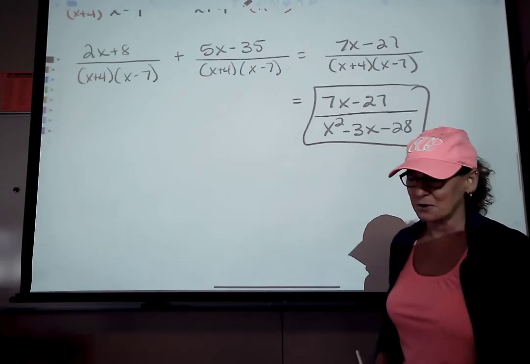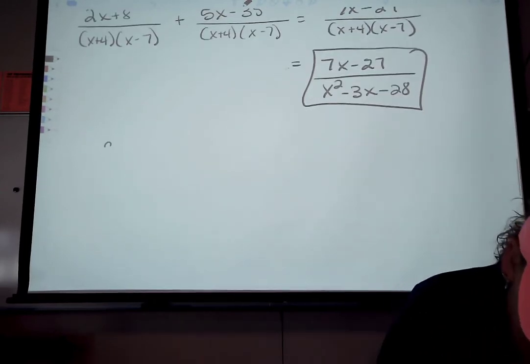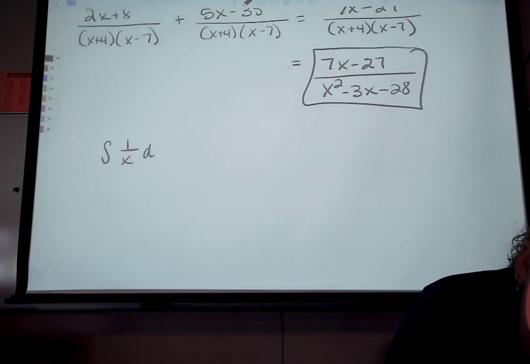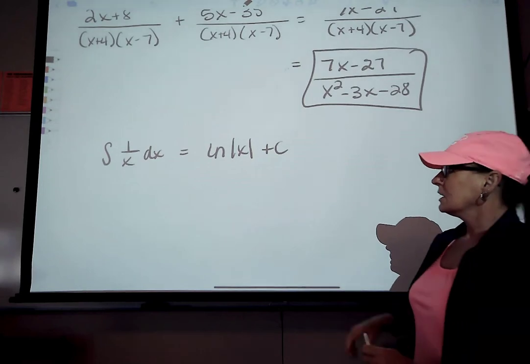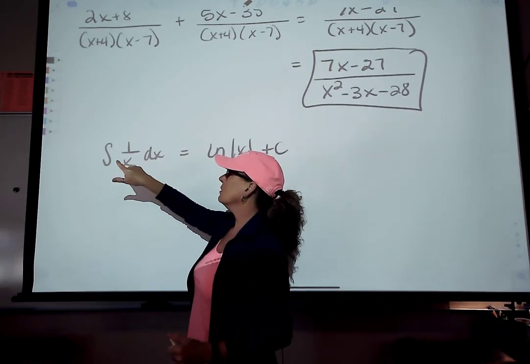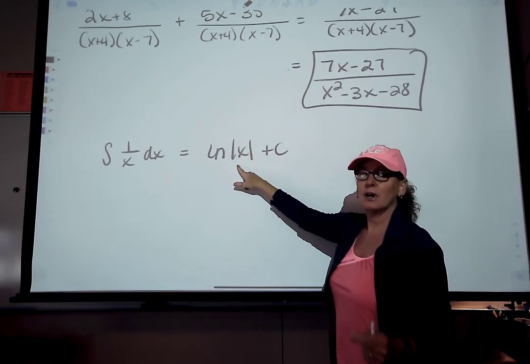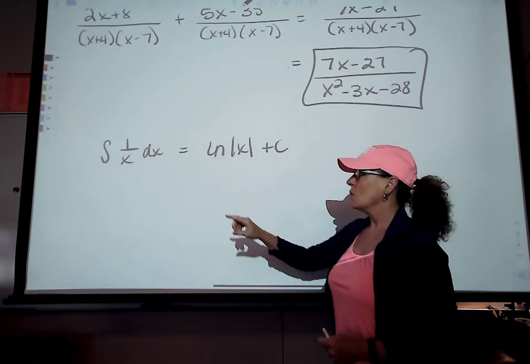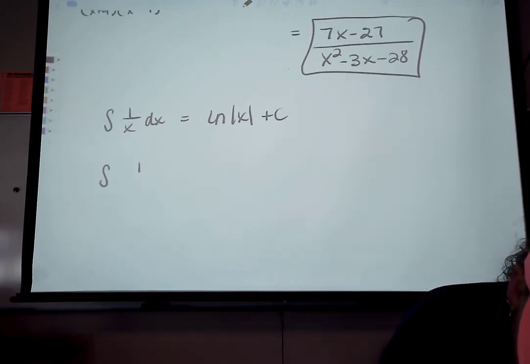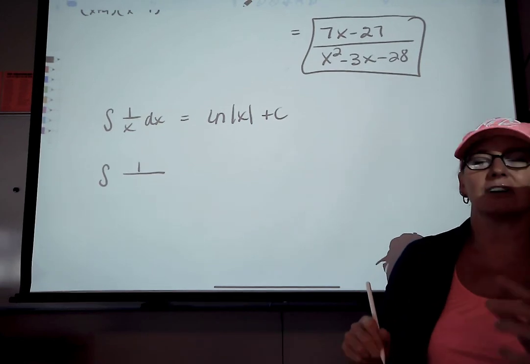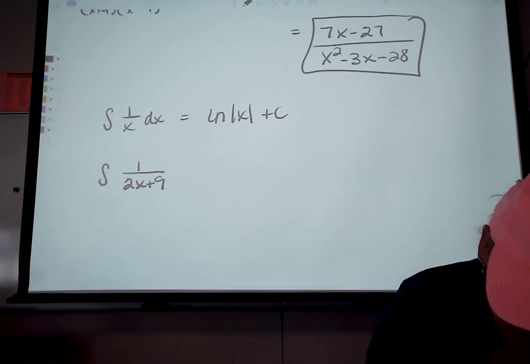Okay, the other thing I want to show you is just a reminder of some simple calculus. You all know that the antiderivative of 1 over x dx is natural log of the absolute value of x plus c. When this is a simple variable, you may use this simple antiderivative. What if this is messy? For example, what if this is, and I'm not talking super messy, just kind of messy, 1 over, I don't know, 2x plus 9.